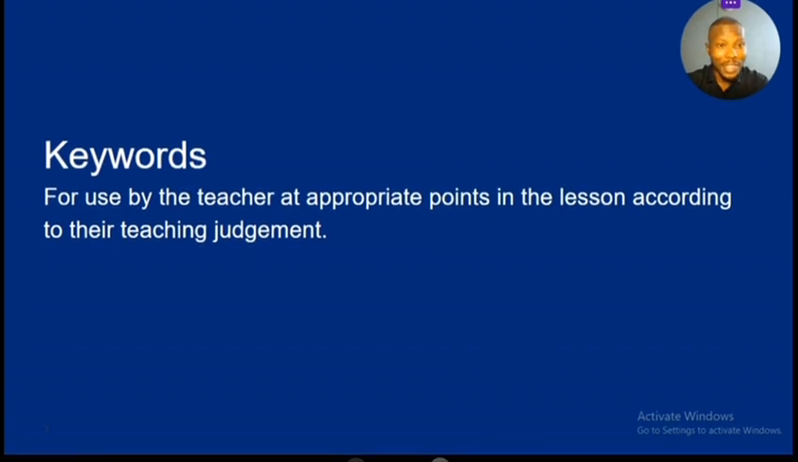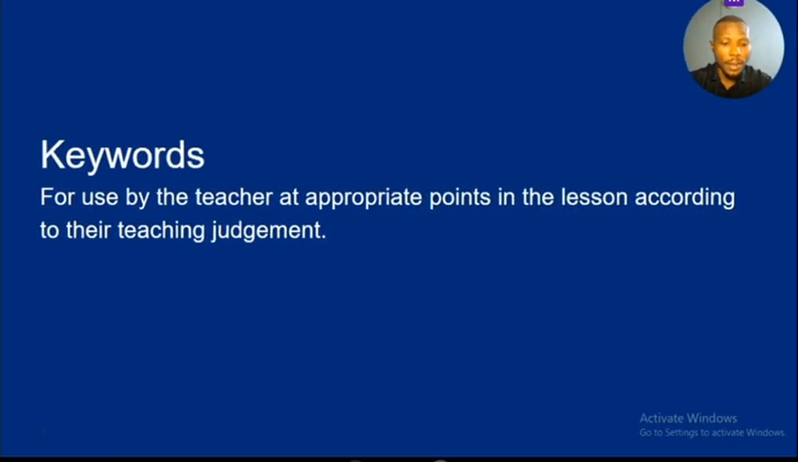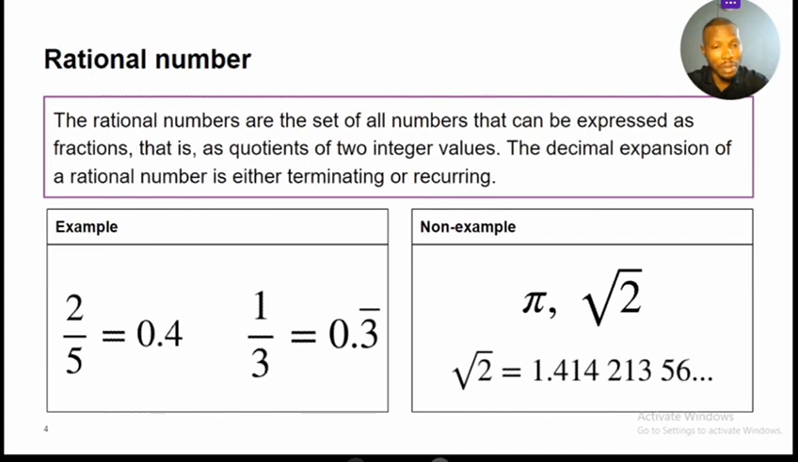Keywords. In this class, you will hear words like this: rational numbers, of course. A rational number is a set of numbers that can be expressed as fractions, that is, as a quotient of two integers. Now, that is where you have one number at the top called the numerator and another at the bottom called the denominator, as in this case.